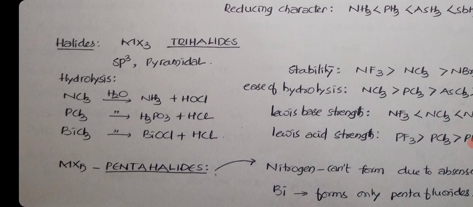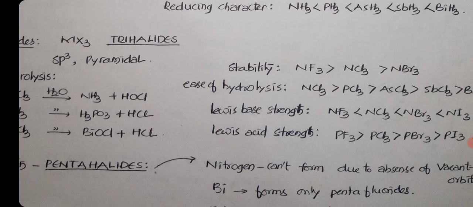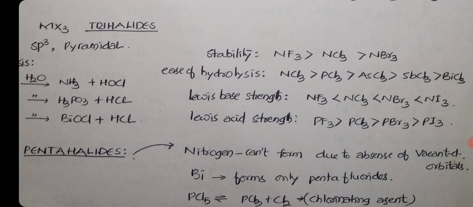One very important point to be noted. Halides: MX3 type of halides are called trihalides, MX5 type of halides are pentahalides. MX3 type of halides are sp3 and pyramidal. Examples: NCl3, PCl3, AsCl3. Stability of NF3 is greater than NCl3, greater than NBr3. Ease of hydrolysis: NCl3 is easily hydrolyzed than PCl3, AsCl3, and so on. Lewis base strength down the group increases. When you compare NF3, NCl3, NBr3, NH3, NH3 is much better.